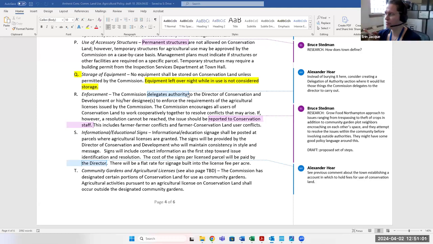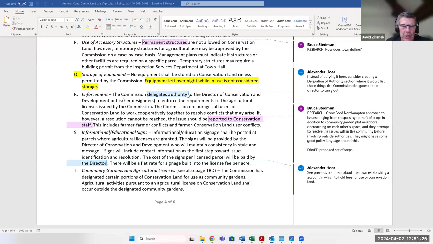I do think that Alex might be on something with the delegation of authority thing, because if there's a situation where the commission, we're in between meetings or something, and there's some immediate action that needs to be taken, it seems like it's appropriate for staff to be able to act. You know, it could be anything.